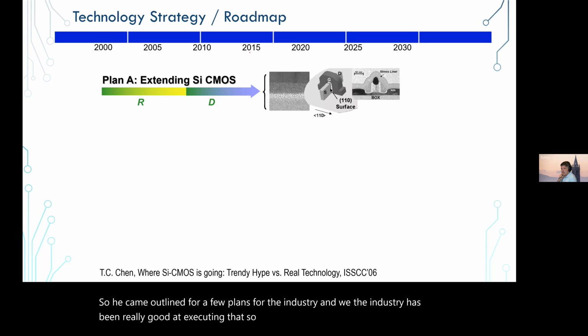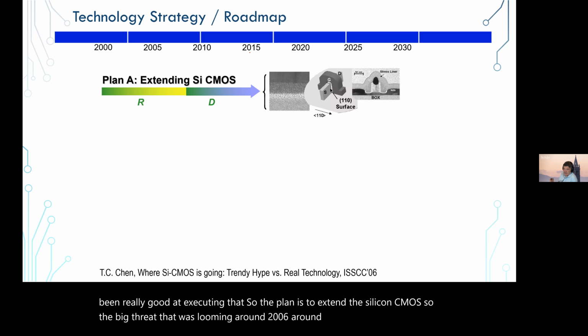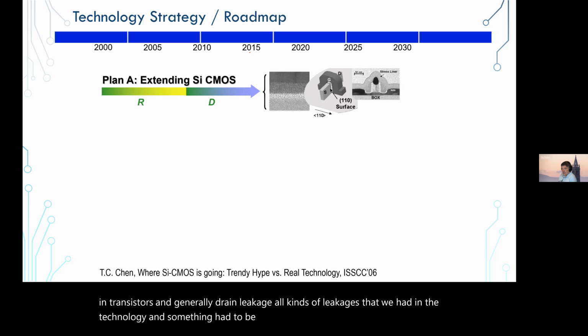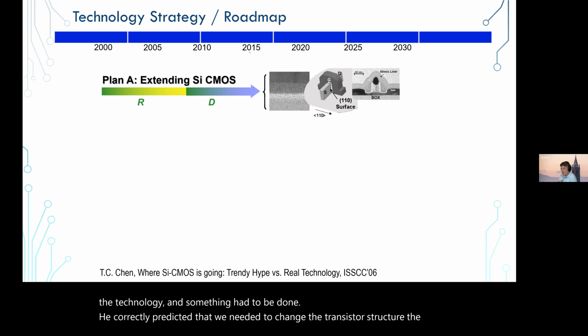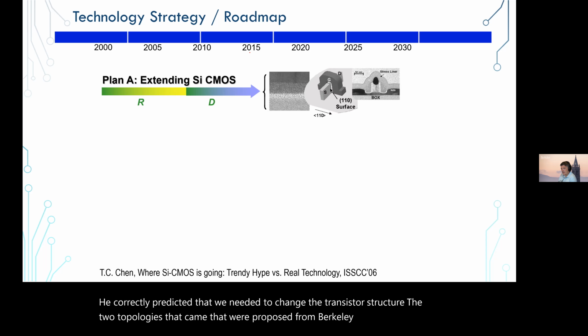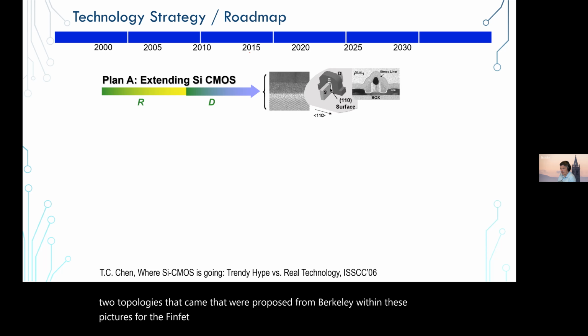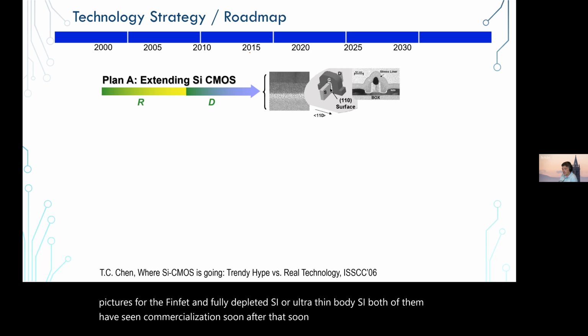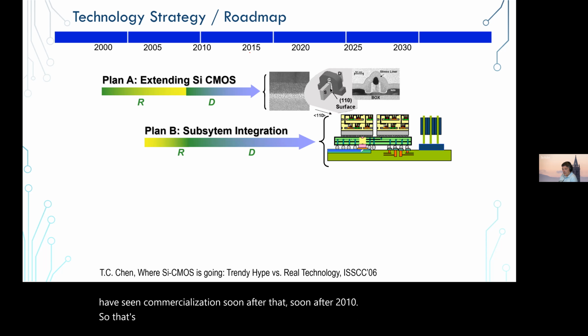So plan A is to extend silicon CMOS. The big threat that was looming around 2006, around his keynote, was the gate leakage in transistors and generally drain leakage, all kinds of leakages that we had in the technology, and something had to be done. He correctly predicted that we needed to change the transistor structure. The two topologies proposed from Berkeley in these pictures were the FinFET and fully depleted SOI or ultra thin body SOI. Both of them were commercialized soon after 2010. So that's how these things moved from research to development.